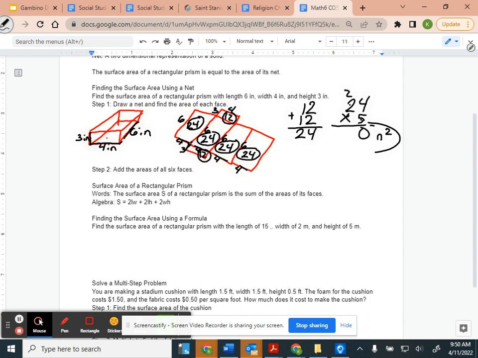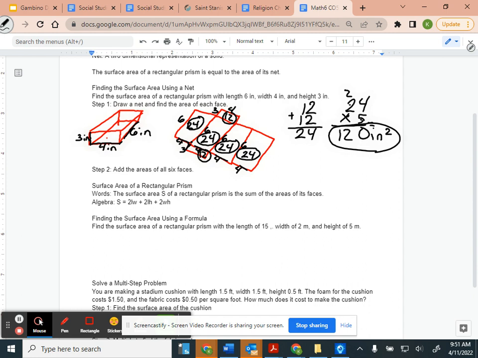5 times 2 is 10, plus 2, so it should be 120 inches squared. Does that look better? Good catch. So if I added 24 plus 24 plus 24 plus 12 plus 12, I should get 120 inches squared.